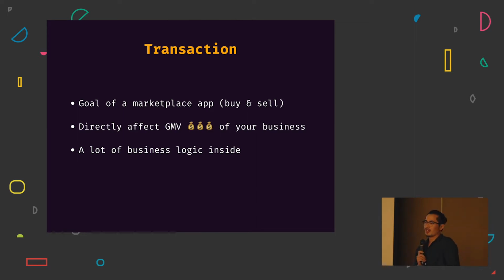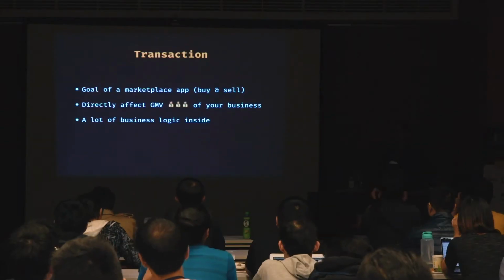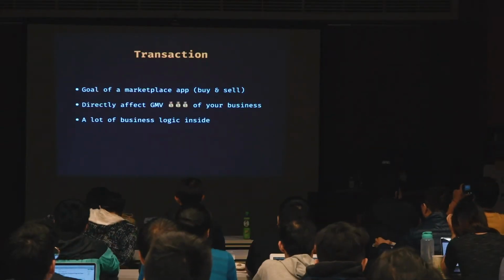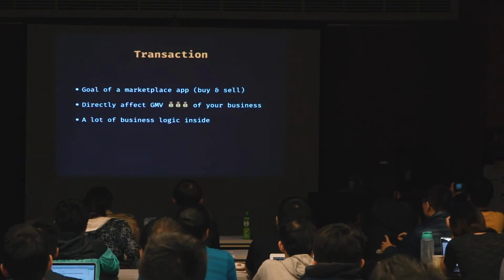transaction page. And first of all, as a marketplace app, it allows users to do buying and selling inside the application. So the ultimate goal is to let the user complete a transaction. And the reason is that's how our business can make money, right? If you fail at your transaction page, your business cannot get any money out of your users.